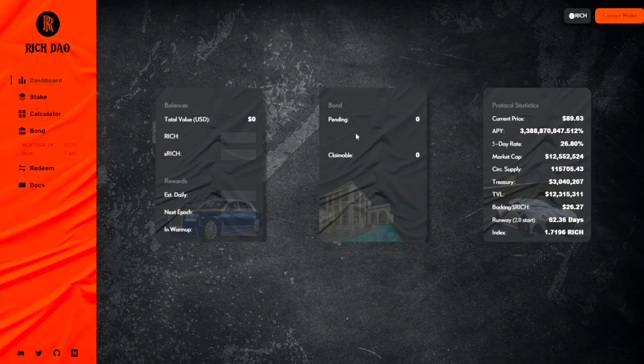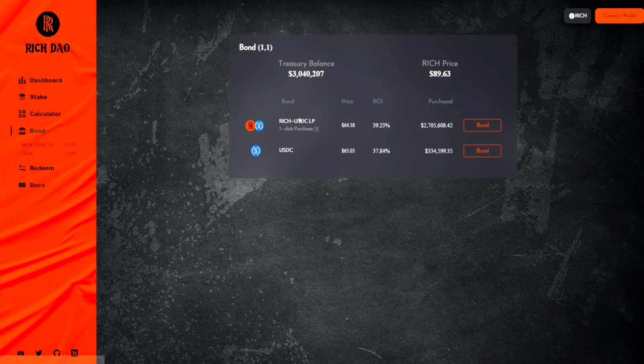Current price is 89.63, but if you buy it through bonding, you can get it at a much cheaper price, which is 64 in the case of the Rich USDC LP, and in the case of USDC it's 65.03, and the ROI on both of these is more like 39 and 37%. So you can clearly see most of the people are buying this one. It offers even better price if you want to take part in the bonding. So obviously you should go for a better option.